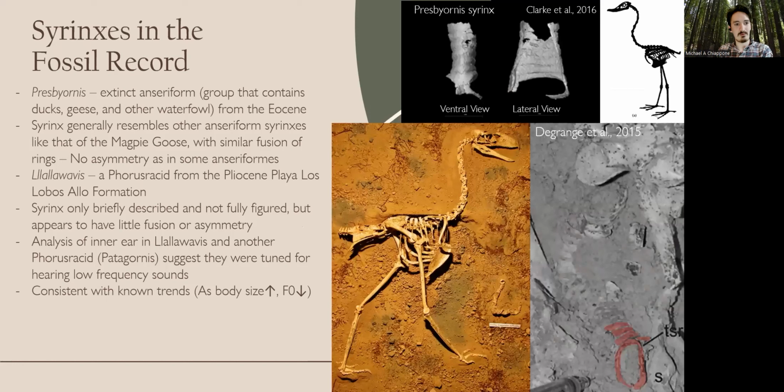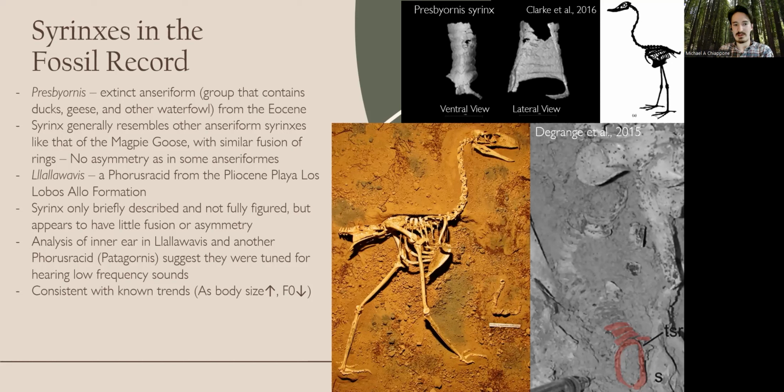So we look to the fossil record, and we do occasionally get fossilized syrinxes. For instance, in Presbyornis, an extinct anseriform, which generally resembles other anseriform syrinxes like magpie goose, with similar fusion of rings, although it lacks asymmetry as in some other ducks and geese and such.